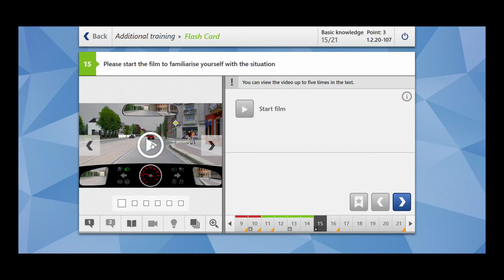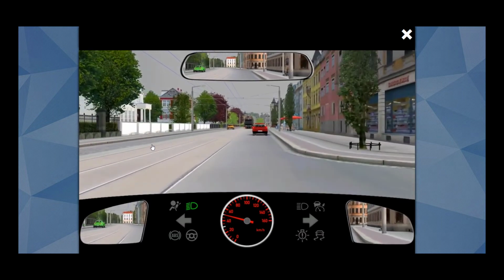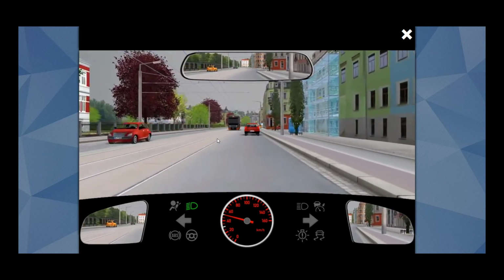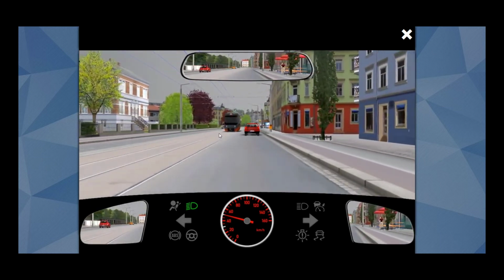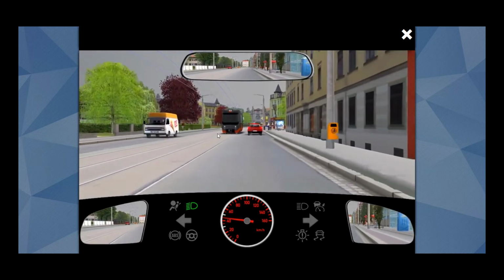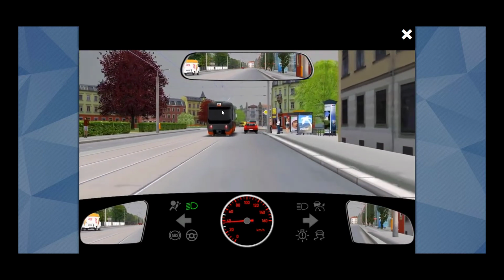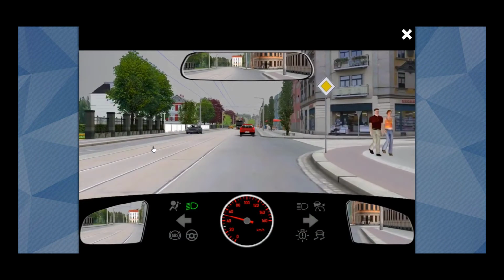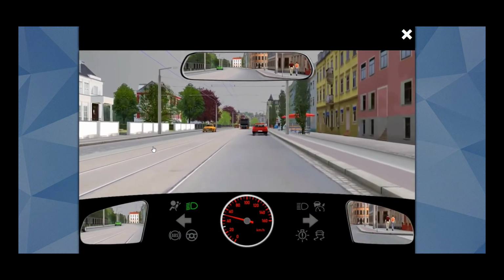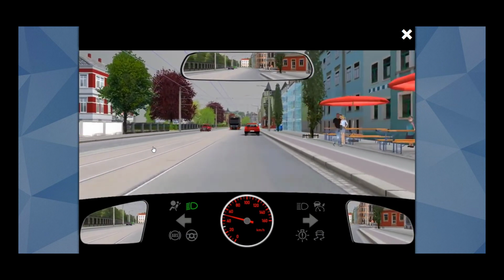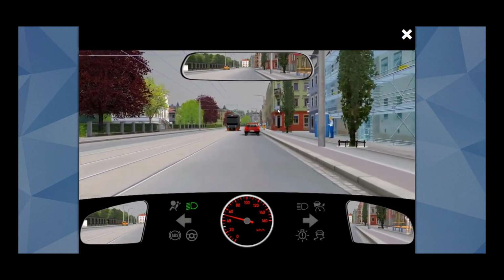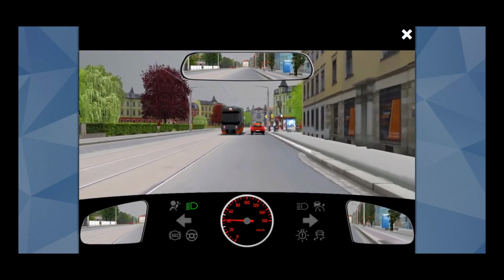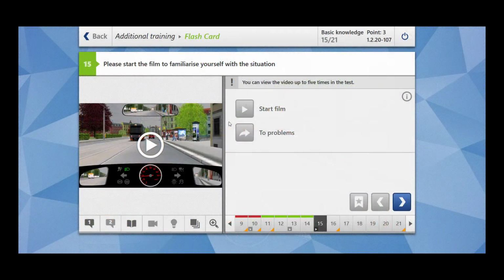Please start the film to familiarize yourself with the situation. So what we see, we are following a car and there is a tram on the left side. It appears that the tram is coming to a stop because there is a harsh delay here. Let's play it once again. So we are following a tram and a car. And you can see there is a tram stop. Passengers are waiting and the tram has come to stop.